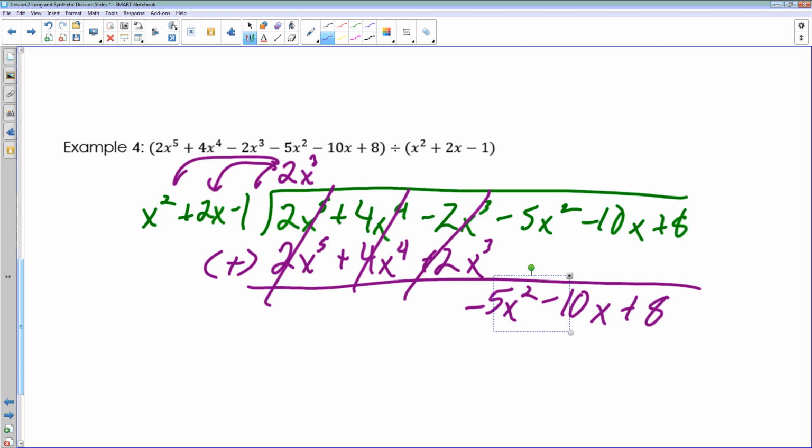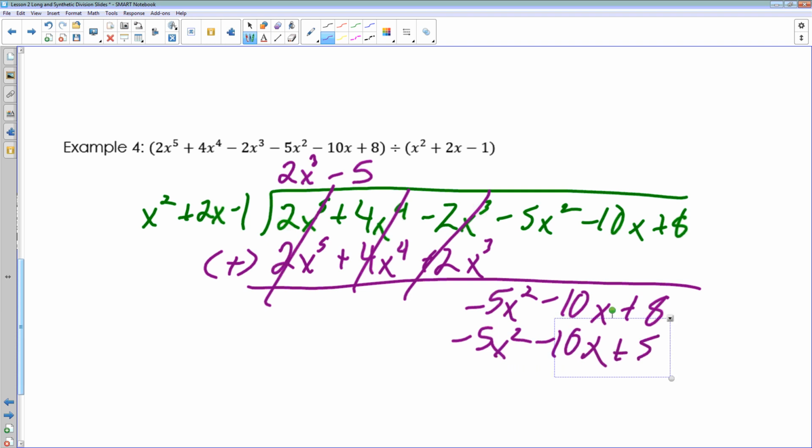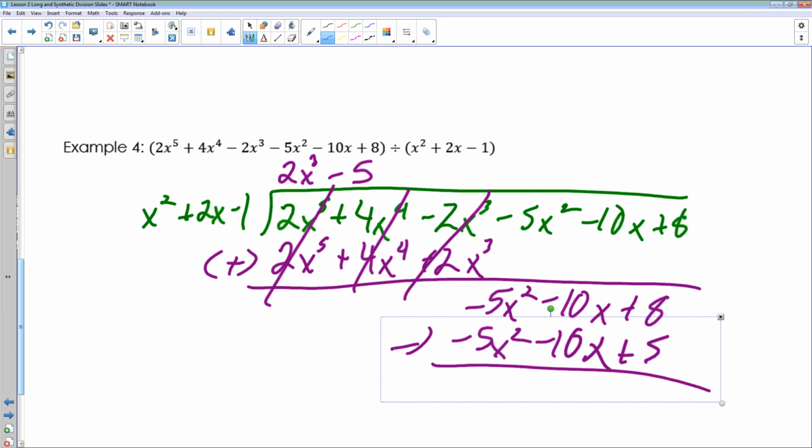And then how many times does x squared go into negative 5x squared? Goes in negative 5 times. Just remember you have to multiply that negative 5 times all three of your terms. So we're going to get negative 5x squared, negative 10x, and positive 5. We're subtracting here. So remember, minus a negative, that's going to be plus a positive, that goes away. Minus a negative becomes plus a positive, that goes away.